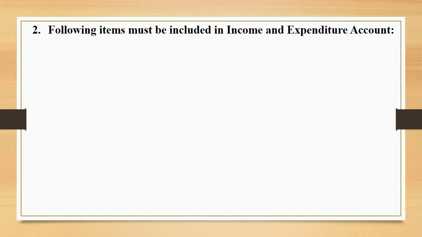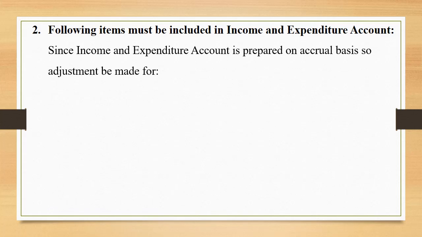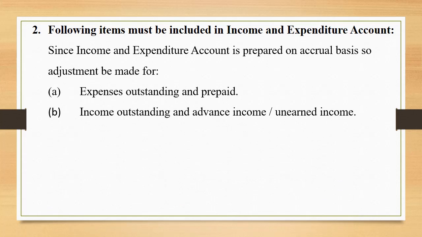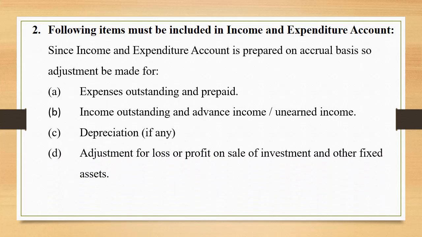Next is, which are the items that we need to include in the income and expenditure account? Since the income and expenditure account is prepared on accrual basis, adjustments are to be made for expenses outstanding and prepaid, income outstanding and advance income, that is unearned income. Depreciation, if any. Adjustments for loss or profit on sale of investment and other fixed assets.